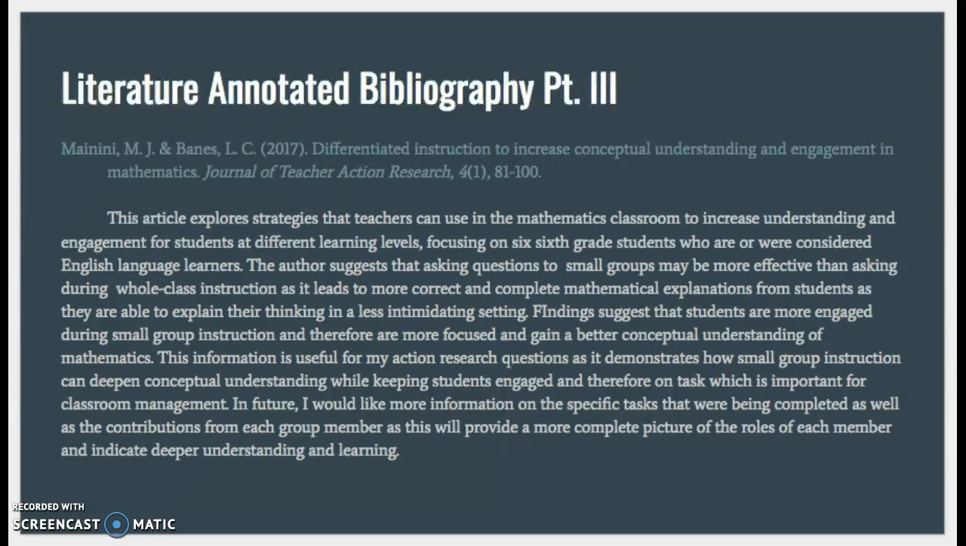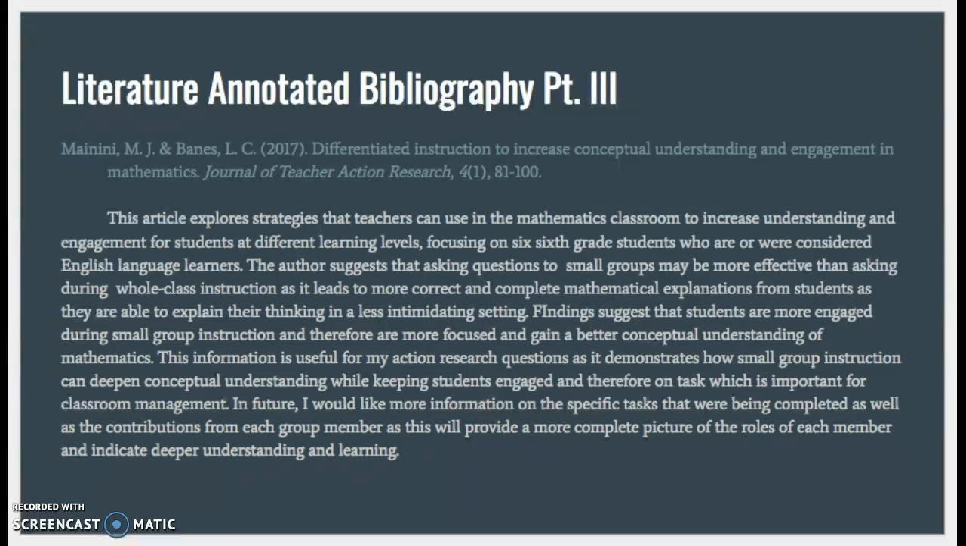So right there in the title, you can see how this would be important, as this is my goal. I want to increase understanding through meaningful engagement in math. So the article looked at different strategies that teachers used, and it focused on 6th grade students. So I thought that this was good because they were close in age, or close age range, to the students that I wanted to look at.